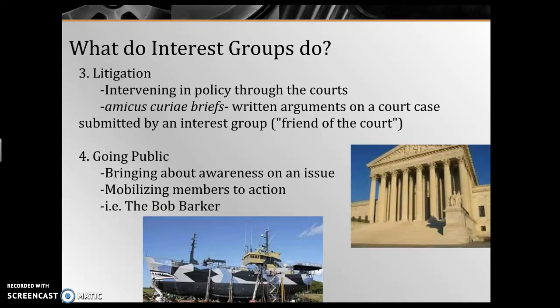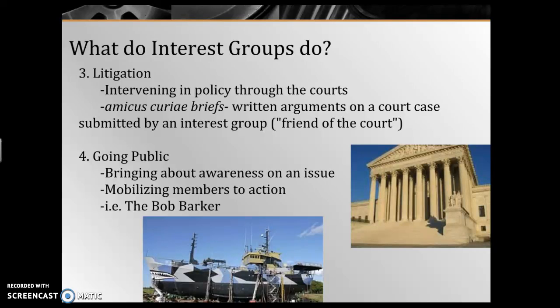The fourth big thing that they do is they go public. They bring awareness to an issue. They mobilize members into action. For example, this boat down there, the Bob Barker, an interest group spent millions and millions of dollars going after people who were killing whales. It's an anti-whaling group. They bought this huge ship, and it was a big deal. And it was a big deal because A, it cost millions of dollars, and B, they were going after people who were like killing whales. And they named it the Bob Barker after the former host of The Price is Right, because he was real big into animal rights. But going public, so they bring awareness to the issue.